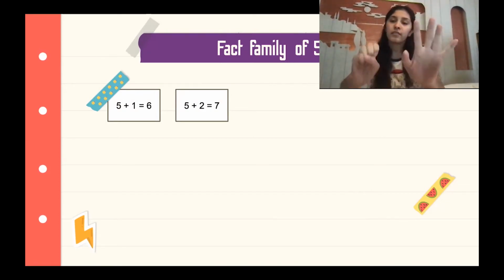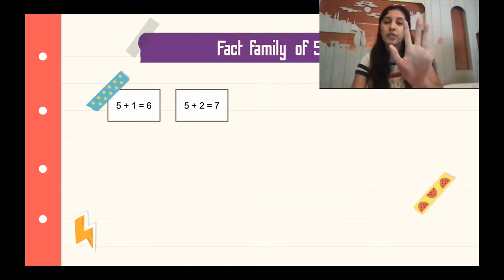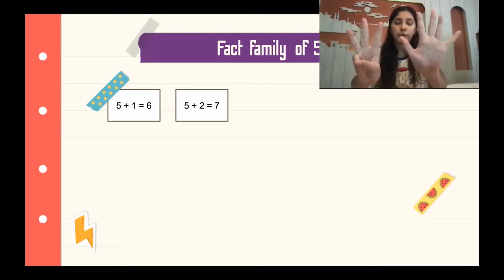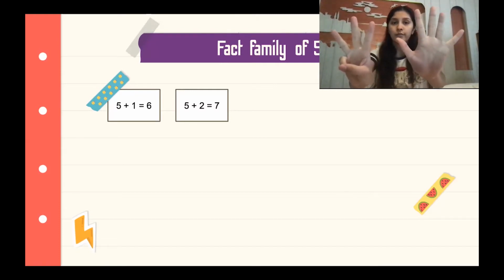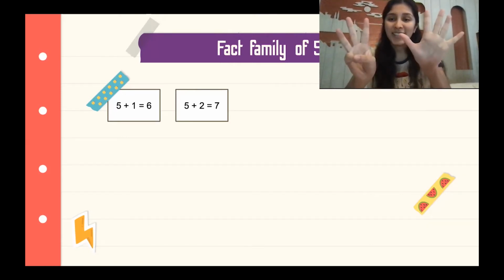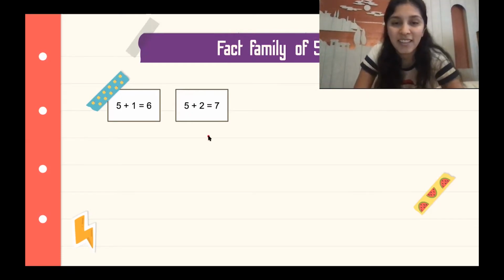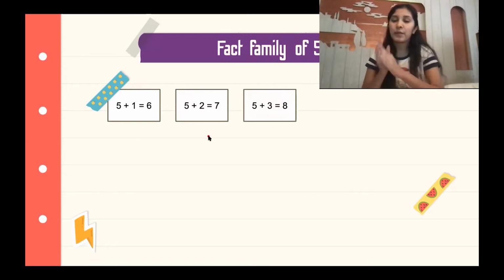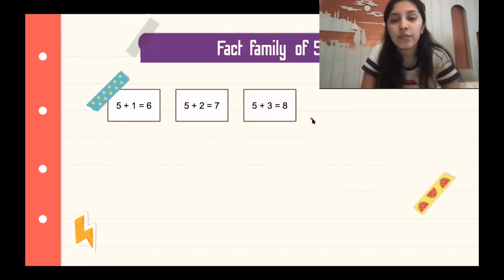5. So what's next if we already added 2? 3. 5 plus 3. What does that equal? 5, 6, 7, 8. Yeah. 5 + 3 = 8. Good job. Okay. So we're not going to use our fingers anymore.